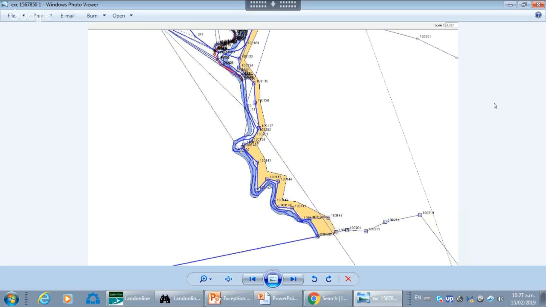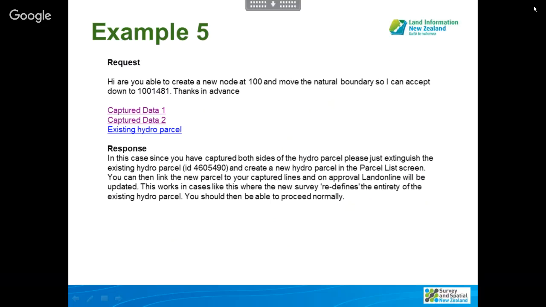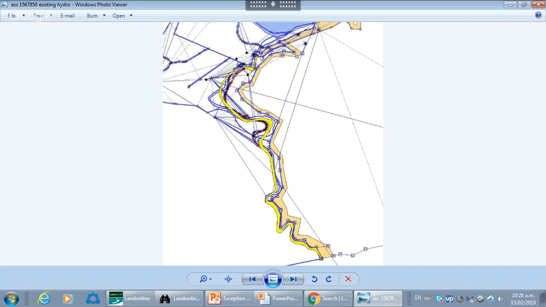So in this case, what we advised was, since you captured both sides of the hydro parcel, please extinguish the existing hydro parcel and create a new one in the parcel list screen. You can then link the new parcel to the captured lines, and on approval, Landonline will be updated. This works in cases like this where the new survey redefines the entirety of the existing hydro parcel. So while it looks like Landonline needs to be amended, if you are defining both sides of a hydro parcel in its full extent, then there's no need for us to amend Landonline prior to submit. Just highlighting the existing hydro parcel only extended between this road and entirely within the survey.